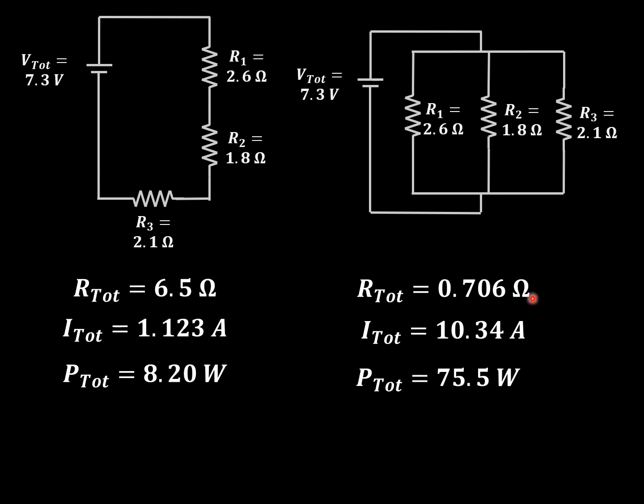However, for the parallel circuit, notice this is 2.6 and 1.8 and 2.1, and the total resistance is 0.706. The total resistance is actually less. Now, how is that possible? Well, each parallel path adds more paths for the electrons to go. Imagine if this was the only option for the electrons; there wouldn't be much flow. But if I add another path, I get more flow through the circuit, which means the effective resistance of the entire circuit decreases.